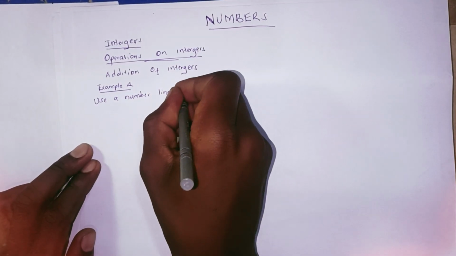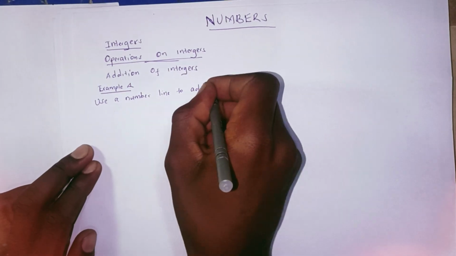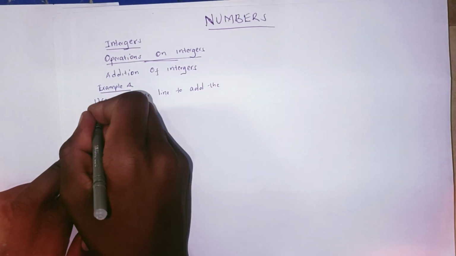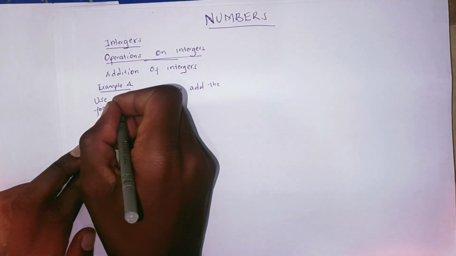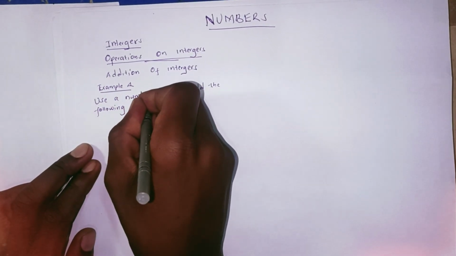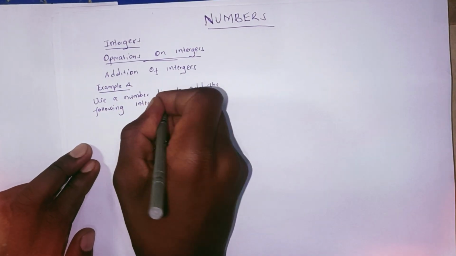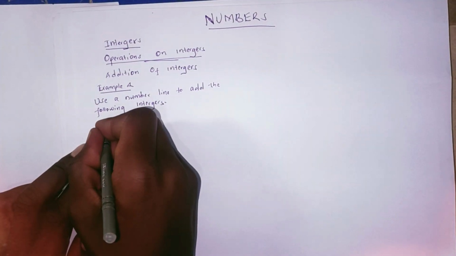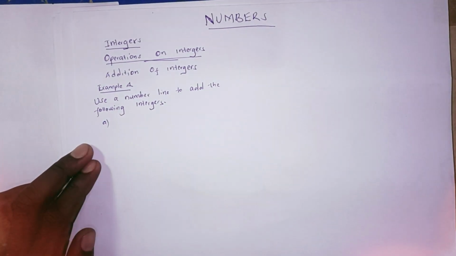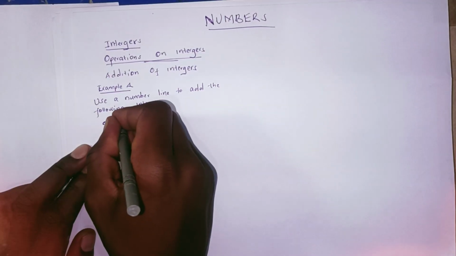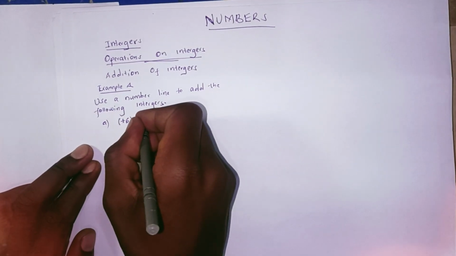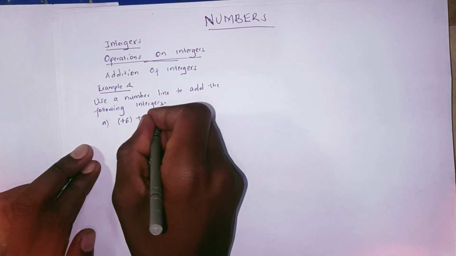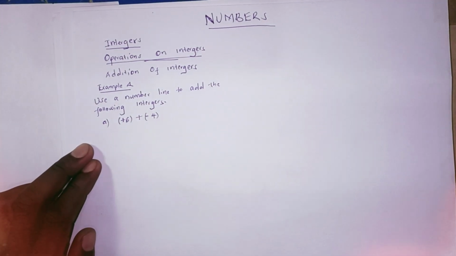Use a number line to add the following integers. The first integer here is, let me begin with the A, positive 6 plus negative 4. Positive 6 plus negative 4.